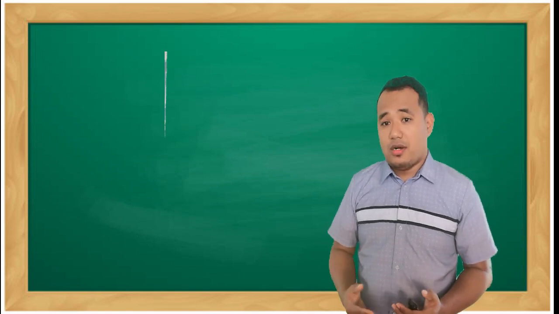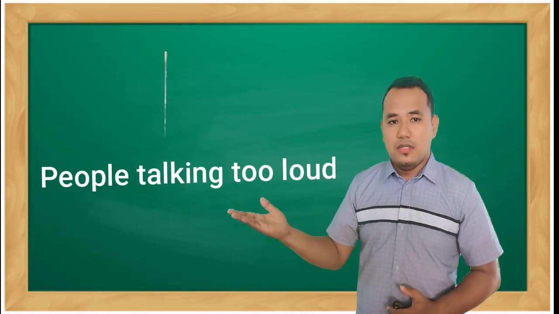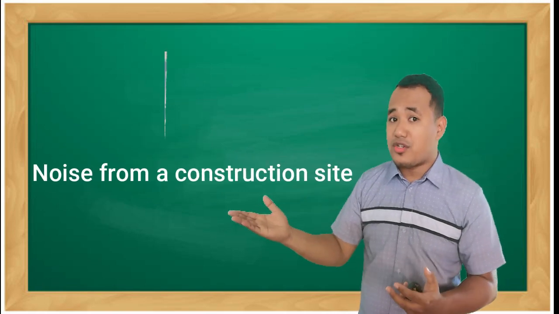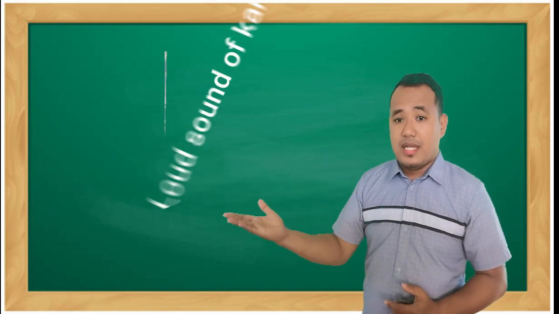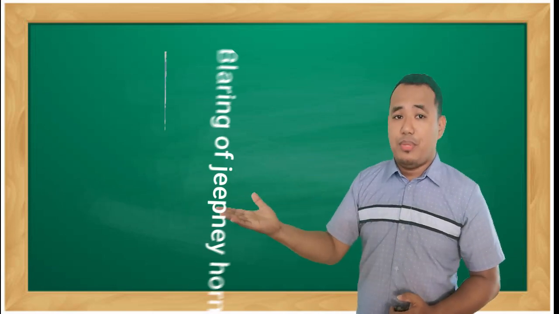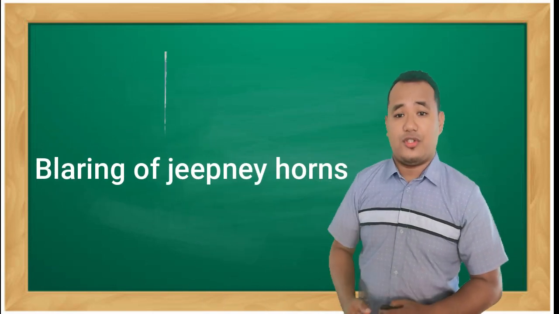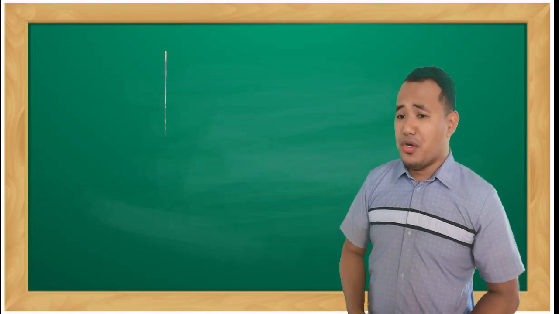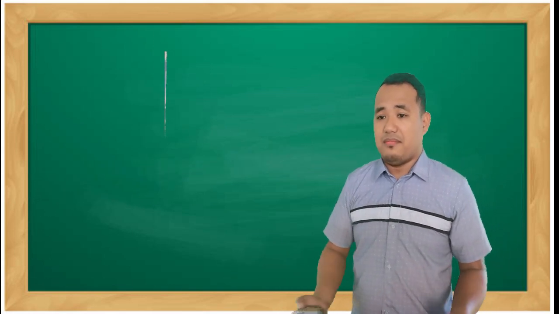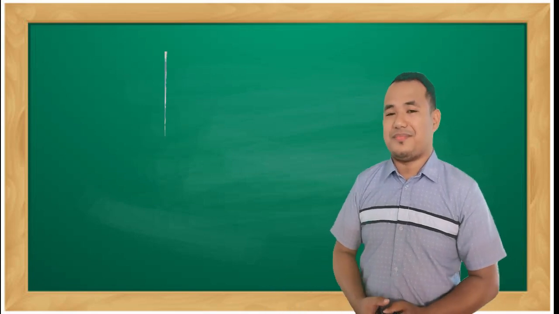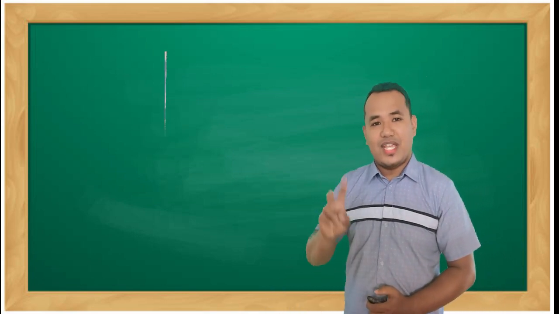Examples of this are people talking too loud, noise from the construction site, loud sound of the karaoke, and blaring of the jeepney horns. However, this set of communication barrier can be easily avoided by just going out from the noisy environment. Let's have the second one.